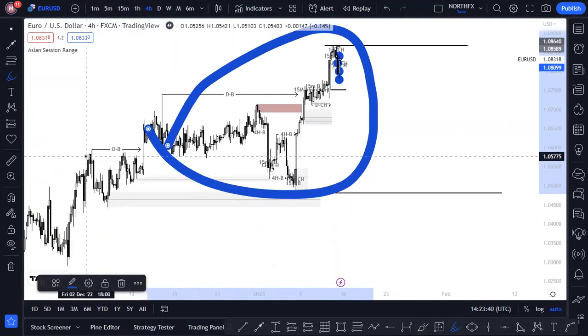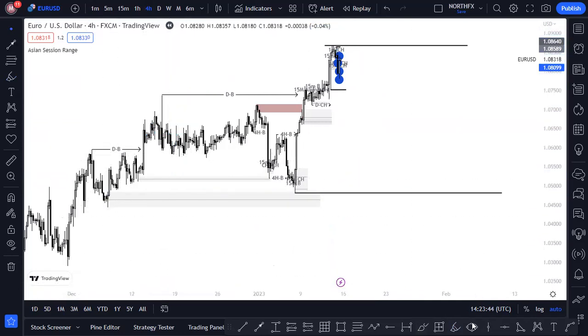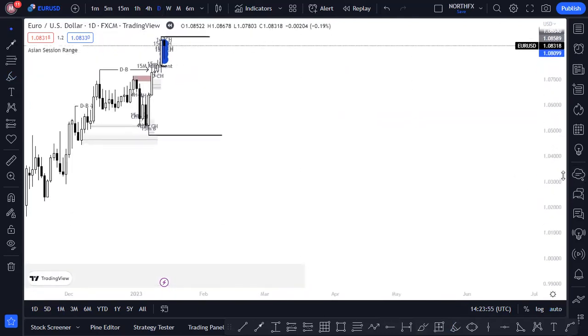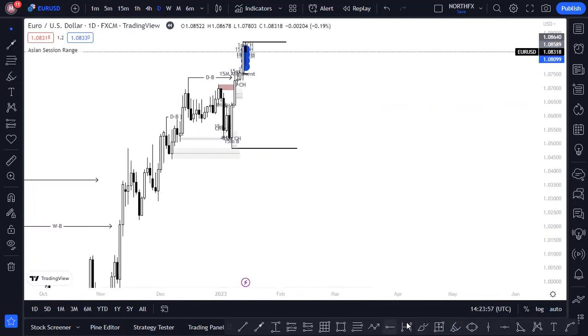If we go back, we can see on our daily that a structure has been formed right here. Potentially, this is my daily. If we go on the daily, this is the structure that was formed.